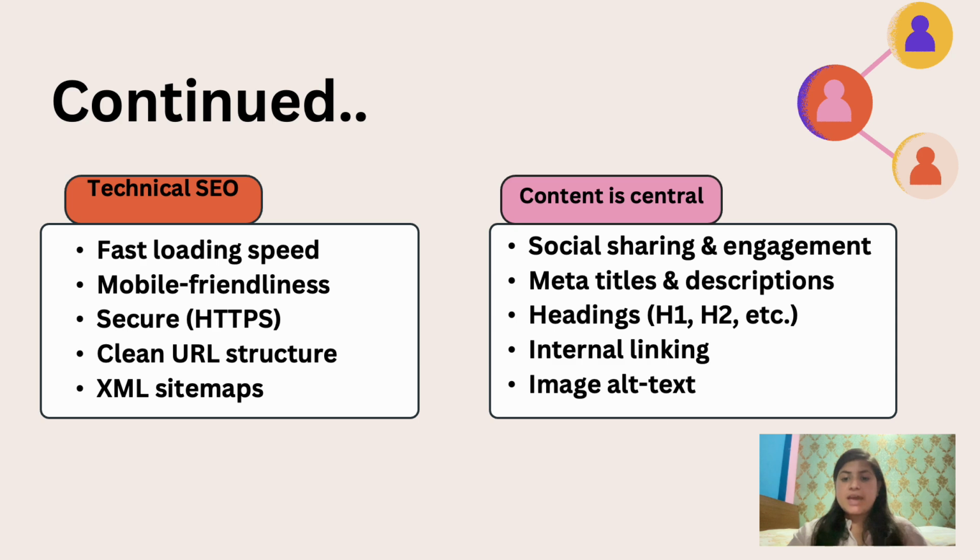Now, moving towards the next part, that is, content is central to all. Across every type of SEO, on-page, off-page, or technical, content remains at the core. From keywords to metadata to backlinks and shares, everything starts with relevant, high quality content. If your content provides real value, it naturally attracts traffic, links, and engagement.